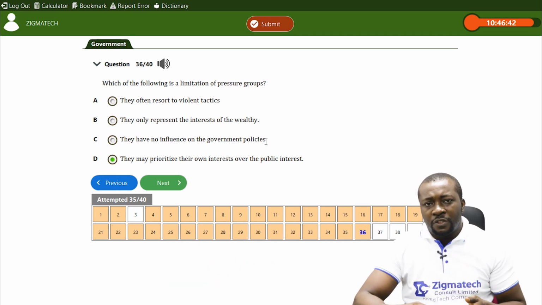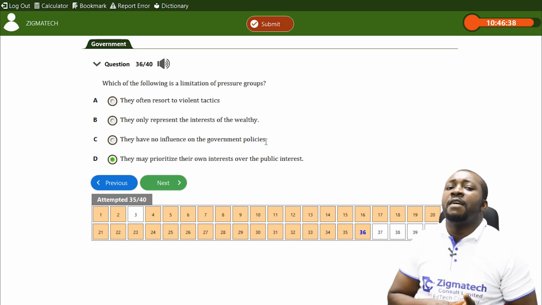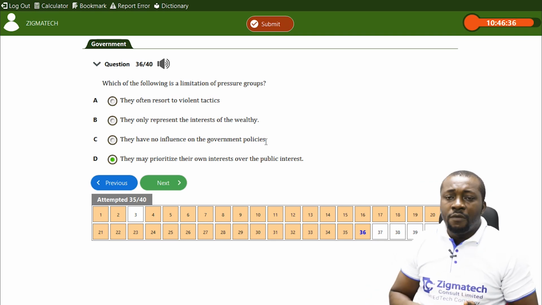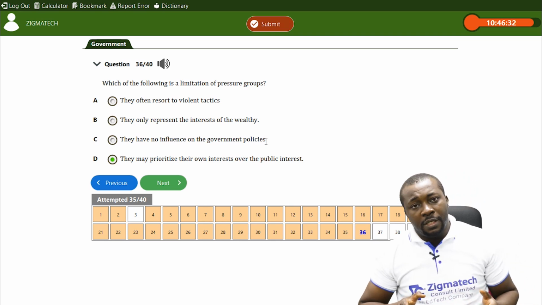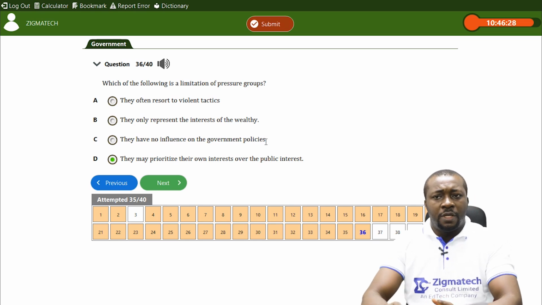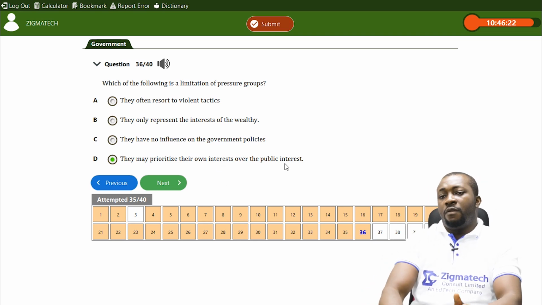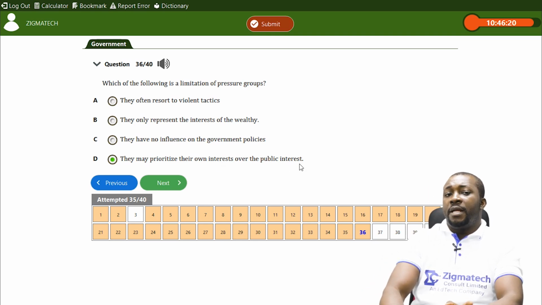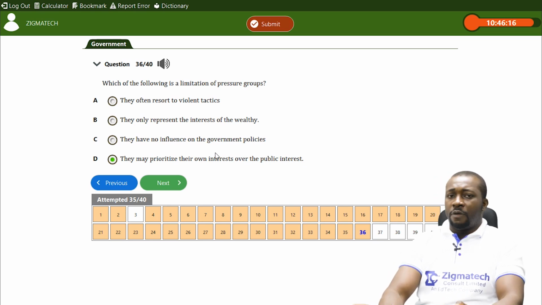That is why they go on strike, they go on peaceful protest, and government will call them, and they will have a bargain, a negotiation with the government. In most cases, you see government shifting ground on its policies. So they have influence on government policies. Then D says they may prioritize their own interests over the public interest. Remember, this question tests your knowledge on the problems of pressure groups.